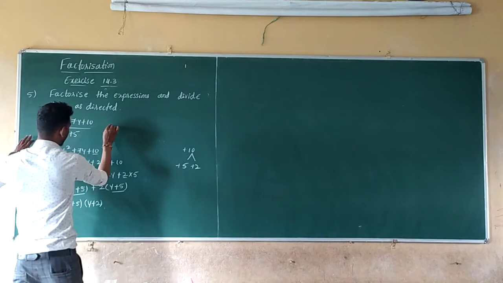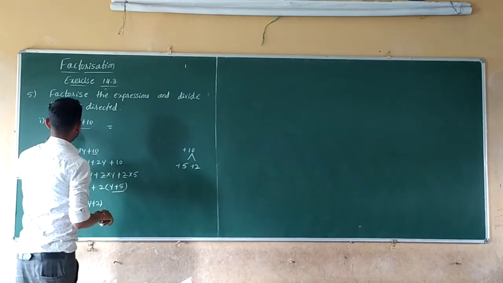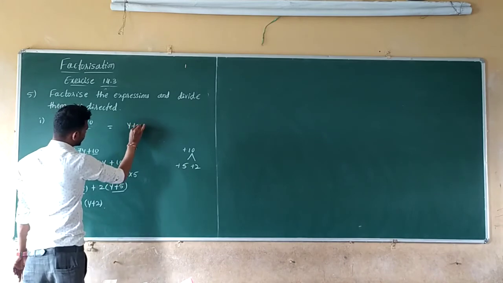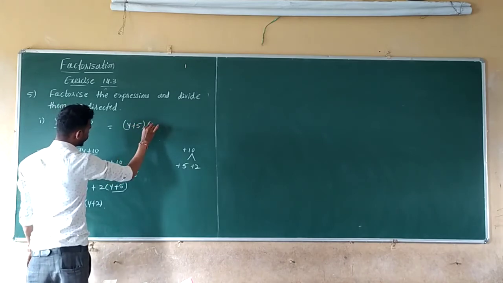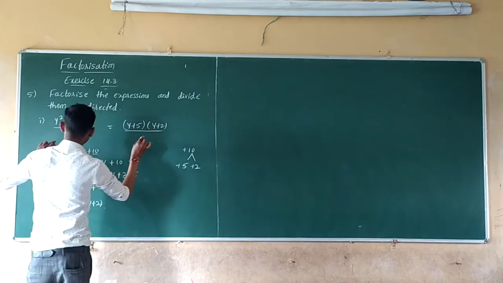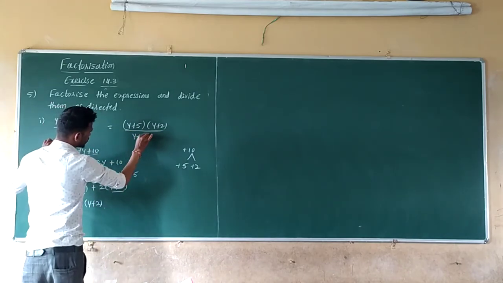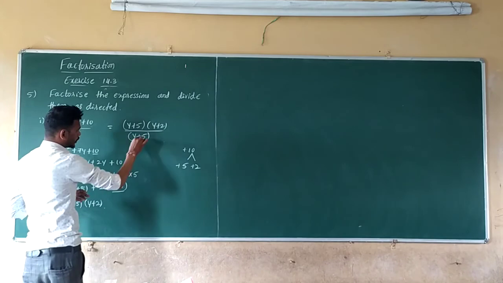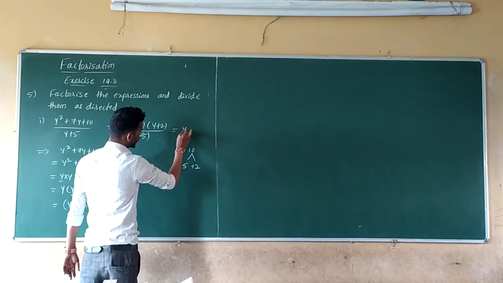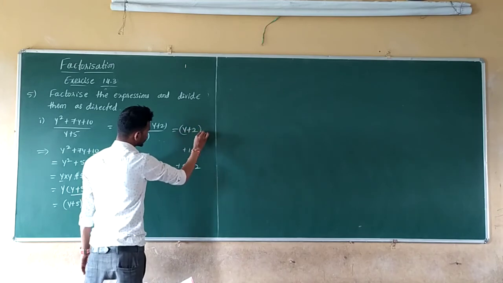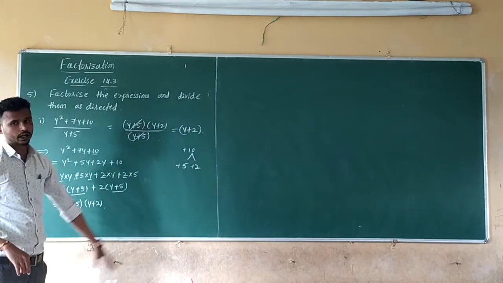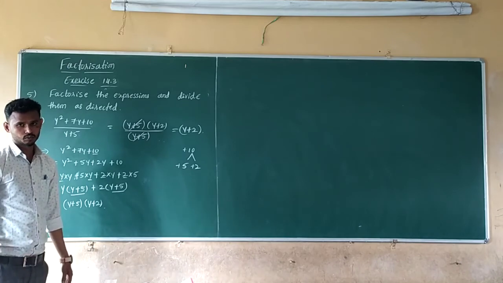So now write that. What can we write here now? Y square plus 7y plus 10 we can write as y plus 5 into y plus 2 divided by y plus 5. So y plus 5 and y plus 5 get cancelled. So the answer is y plus 2.